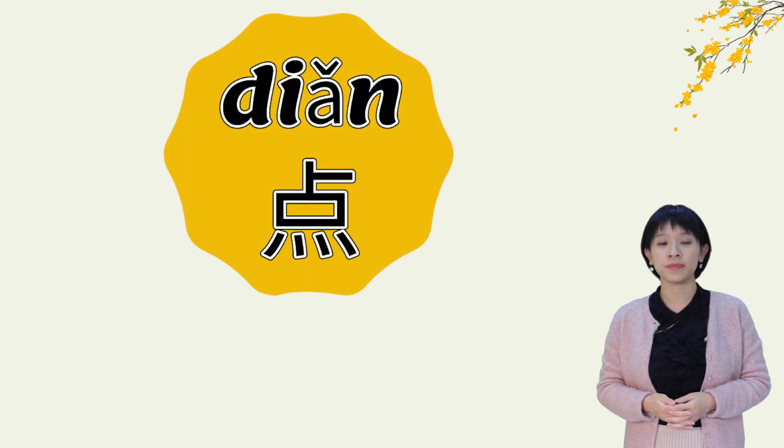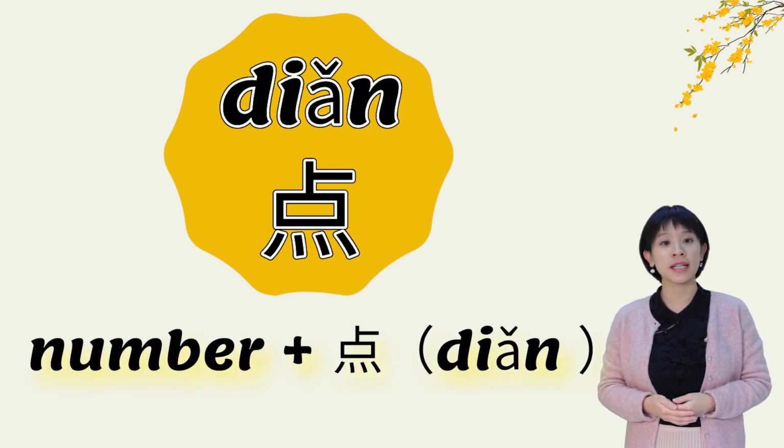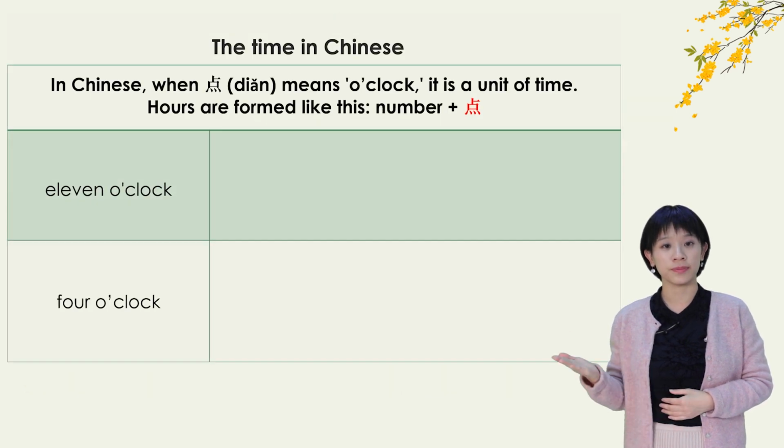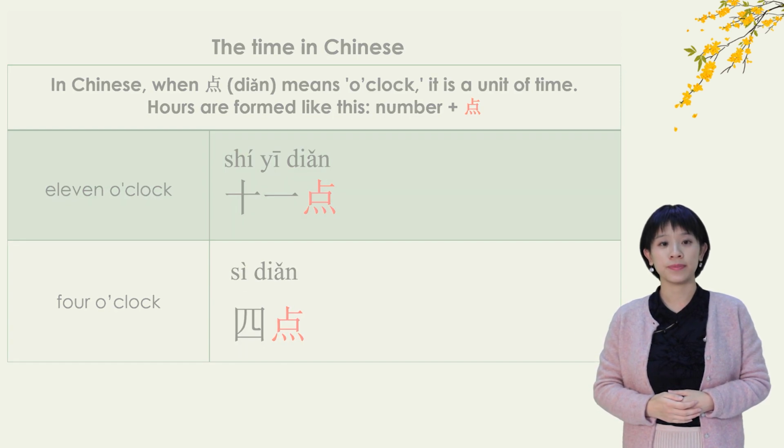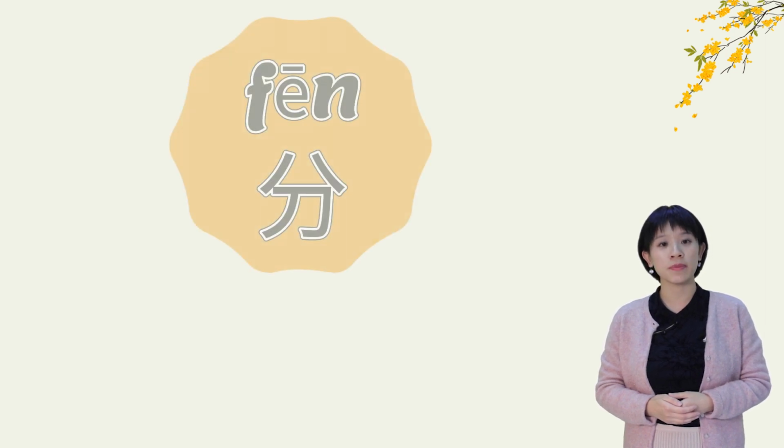O'clock, it says as 点. To express the hour, we just need to add the word 点 after the numbers. For example, 11 o'clock. 11点. 4 o'clock. 4点.